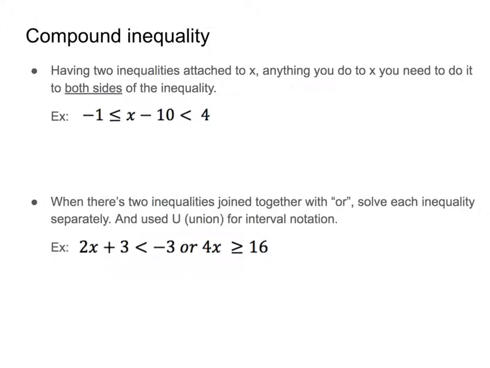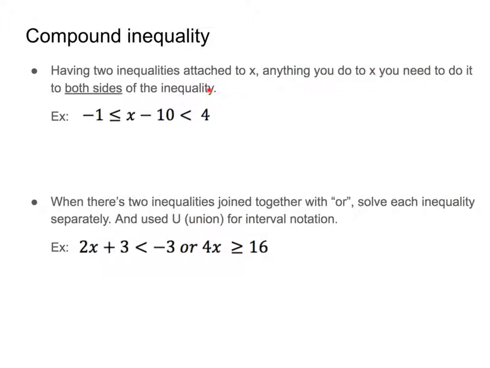And so let's talk about compound inequality. A compound inequality is when you have two inequalities and you attach them together in some way. Like this one here, having two inequalities attached to x. Notice there's just one x here, and there are two inequalities, one on either side of x. Anything you do to x, you need to do to both sides of the inequality.